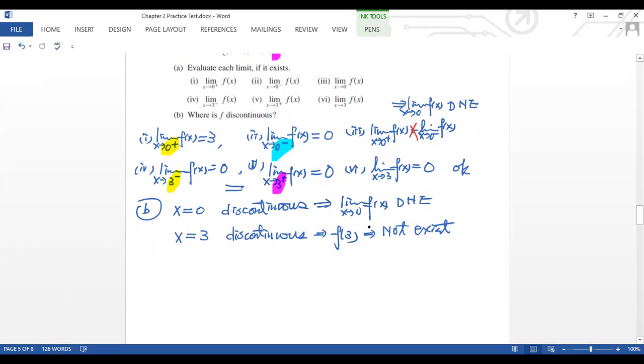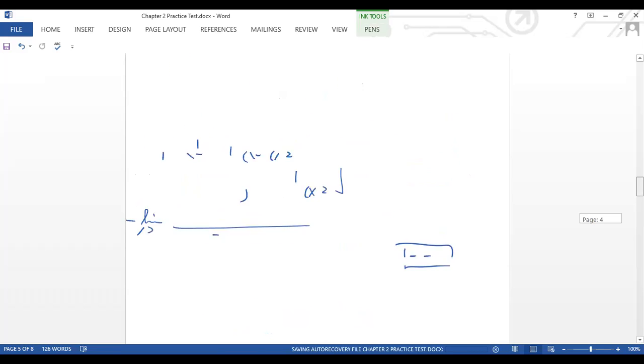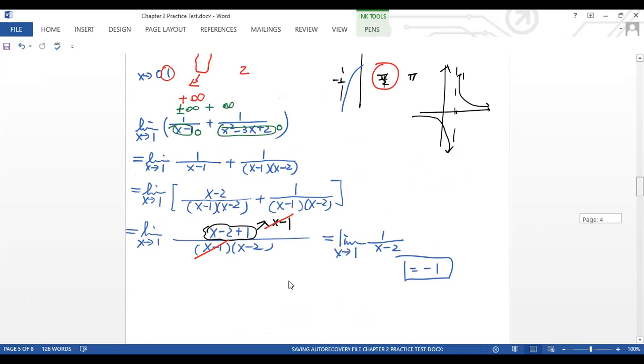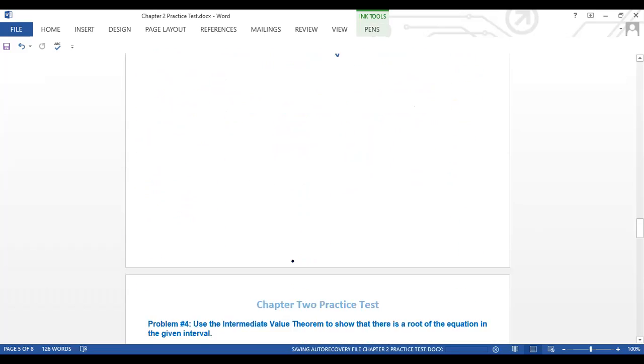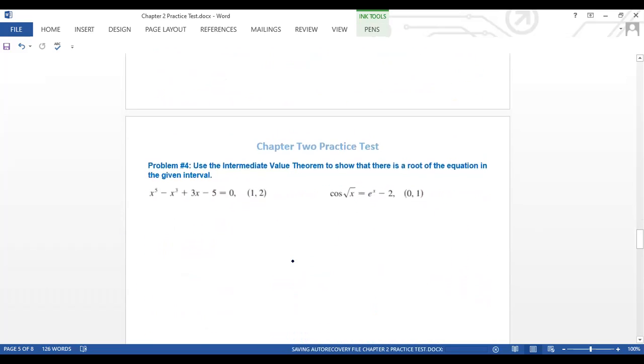Existing is not the only condition. The function value has to be equal to the limit value. But for this problem here, the function value does not even exist, so we know this is discontinuous here. Okay, so this is another type of problem. We'll try to refresh our memories about what the limits are here, right?